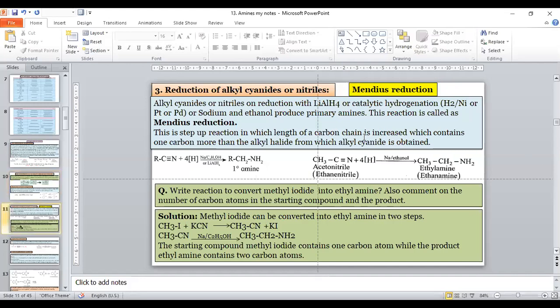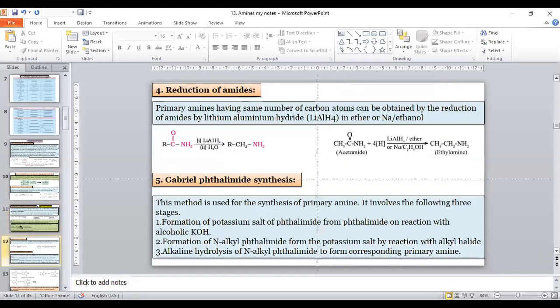So this is the Mendius reduction. Yesterday also we discussed this. It is a conversion of cyanides and nitriles into amines. This is a step-up reaction in which the length of the carbon chain is increased. I explained this example also. Then reduction of amides: the carbonyl CO is converted into CH2. Such types of reactions we also explained in the chapter on aldehydes, ketones and carboxylic acids, by using lithium aluminum hydride, the Wolff-Kishner reagent, and Clemmensen reduction.